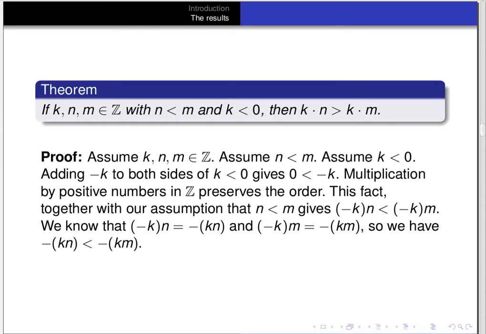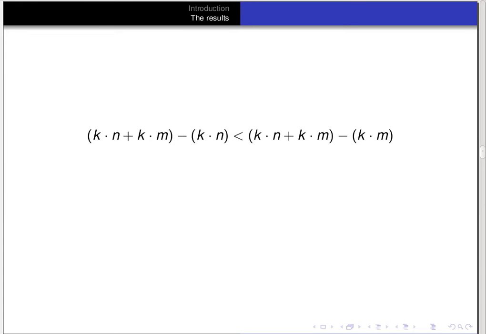And then we're going to use that inequality by adding k times n plus k times m to both sides of this. So if we do that, we get k times n plus k times m plus the additive inverse of k times n is less than kn plus km plus the additive inverse of km. So you can probably guess what's going to happen here. On the left, the additive inverse of kn is going to cancel with kn to give us 0. The additive inverse of km added to km is going to give us 0.